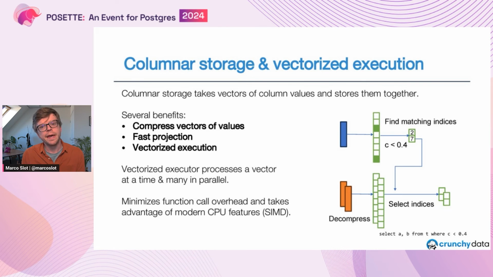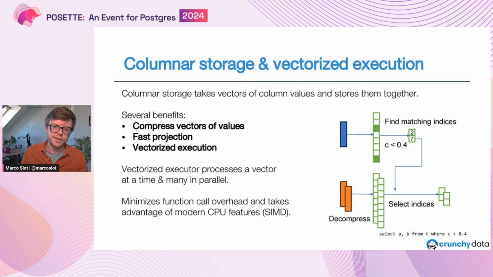And finally, perhaps the most important benefit is you can do vectorized execution, which is the idea that once you have this vector of 1,000 values, if you need to do a filter, a where clause, you can first just scan through 1,000 values with a simple for loop, which has no other overhead, it's not doing a lot of function calls.